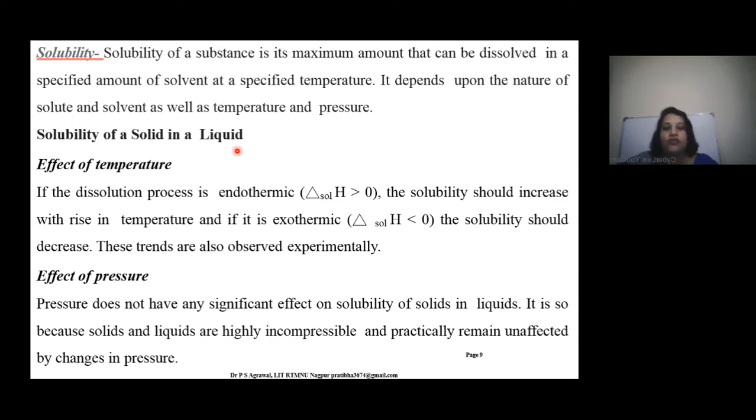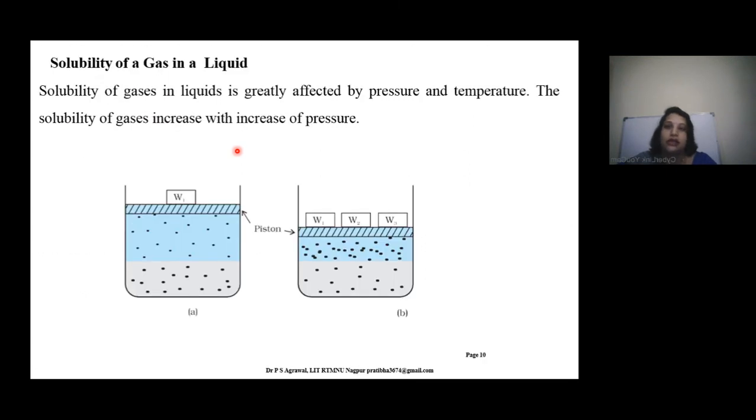Now, solubility of a gas in liquid. We know that many gases dissolve in water. Oxygen dissolves only to a small extent in water. DO, dissolved oxygen, sustains all aquatic life. On the other hand, hydrogen chloride, HCl, is highly soluble in water. Solubility of gases in liquid is greatly affected by pressure and temperature. Solubility of gases increases with increase of pressure.